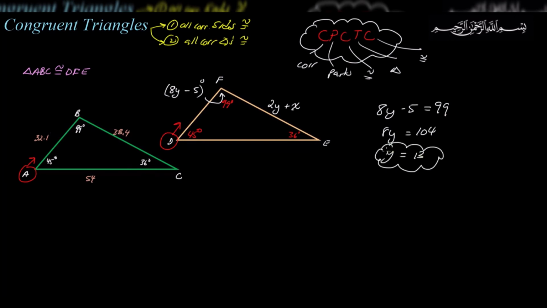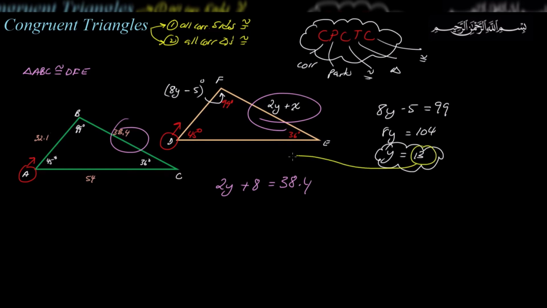So we found y. We're supposed to solve for x also, but we know that this side corresponds with this side over here, so we can write this equation. 2y plus x is equal to 38.4. Now y is 13, so you substitute that in place of y. How do we know this side is 38.4? Because of CPCTC, corresponding parts of congruent triangles are congruent.